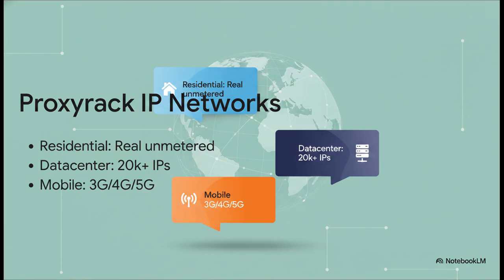What makes this approach so powerful is the sheer variety of networks you can tap into. The documentation points out options like real residential IPs, which are perfect for those really challenging scrapes where you have to bypass strict bot detection. Then there are lightning-fast data center ports with over 20,000 unique IPs for bulk extraction, or even real 3G, 4G, and 5G mobile connections. With access to IPs from over 140 different countries, bypassing geo-restrictions becomes totally effortless.